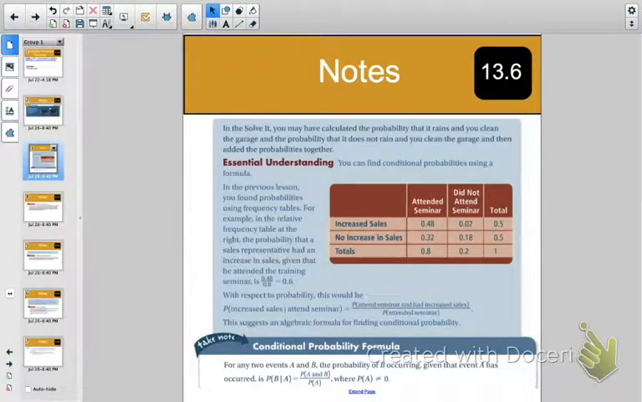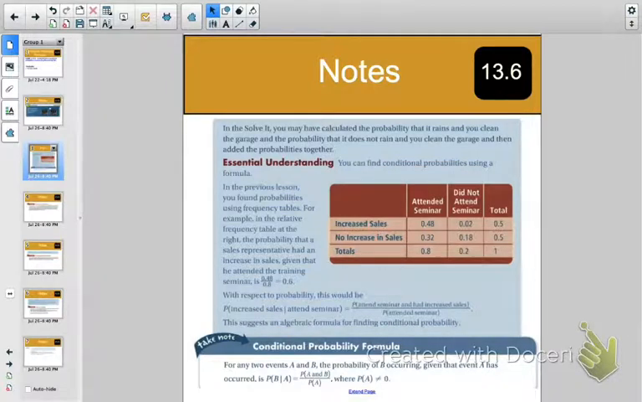In the previous lesson, you found probabilities using frequency tables. For example, in the relative frequency table at the right, the probability that a sales representative had an increase in sales, given he attended the training, is 0.48 out of 0.8, because you're dividing by the column total. With respect to the probability, this would be a probability of increased sales given they attended the seminar. And to put that into our formula, we were doing the probability that attended the seminar and had increased sales. That would be the 0.48 divided by just the probability that they attended the seminar, which is the 0.8.